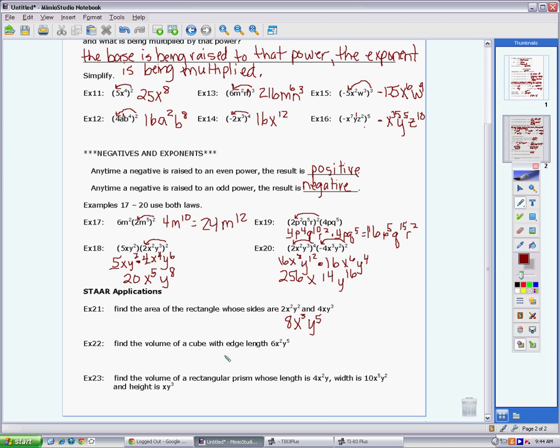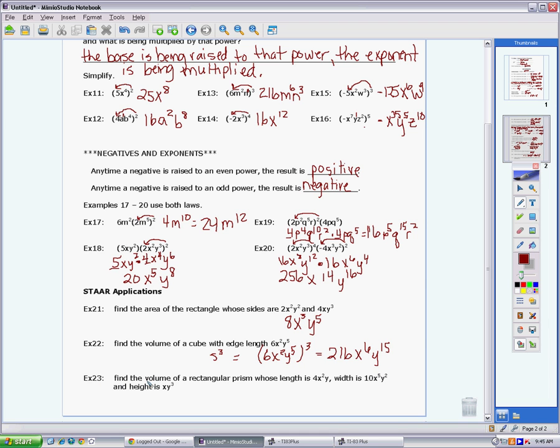Find the volume of a cube with an edge of 6x squared, y to the 5th. Well, that's going to be a power, so 6x squared y to the 5th is going to be raised to the 3rd power because a cube is the sides cubed, and since I have the side, I'm going to go ahead and apply the cube to the 6, and we found that earlier it was 216, and then I multiply my exponents together, so I get x to the 6th, y to the 15th. So there's my volume, 216, x to the 6th, y to the 15th.